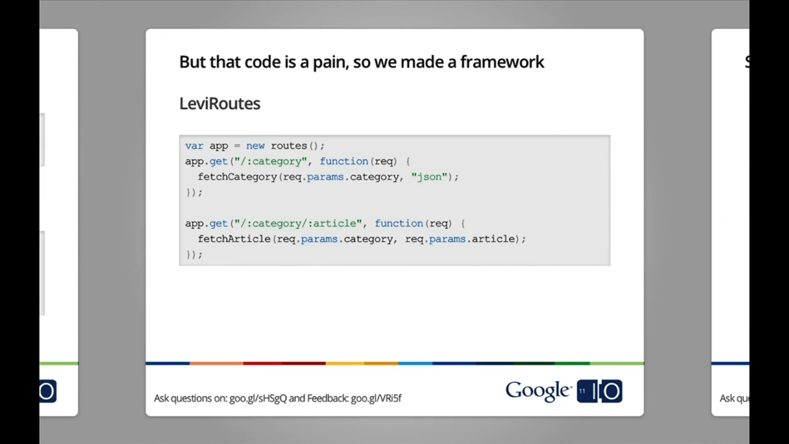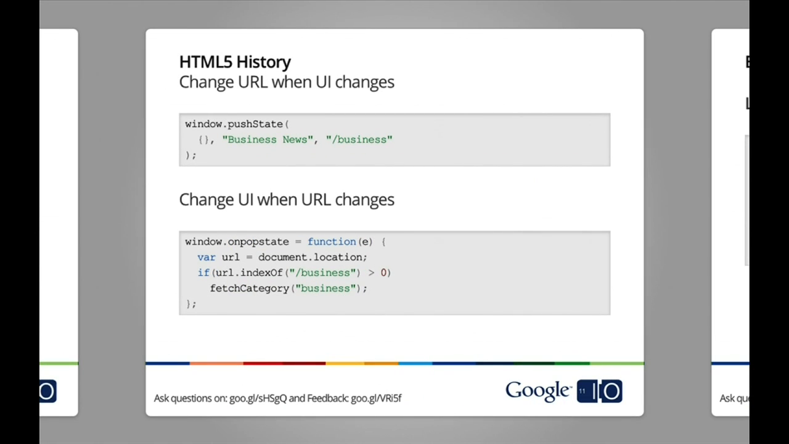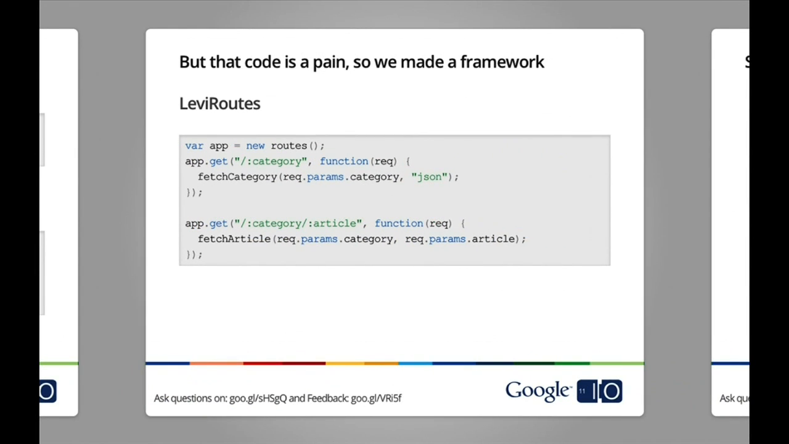But especially in a news application, you never know all of the URLs that your application will encompass. You might know all the categories, but you won't know every single article. So managing your code like this isn't great. So we made a framework called Levi Roots. It's on GitHub as well. It's a basic URL routing framework.